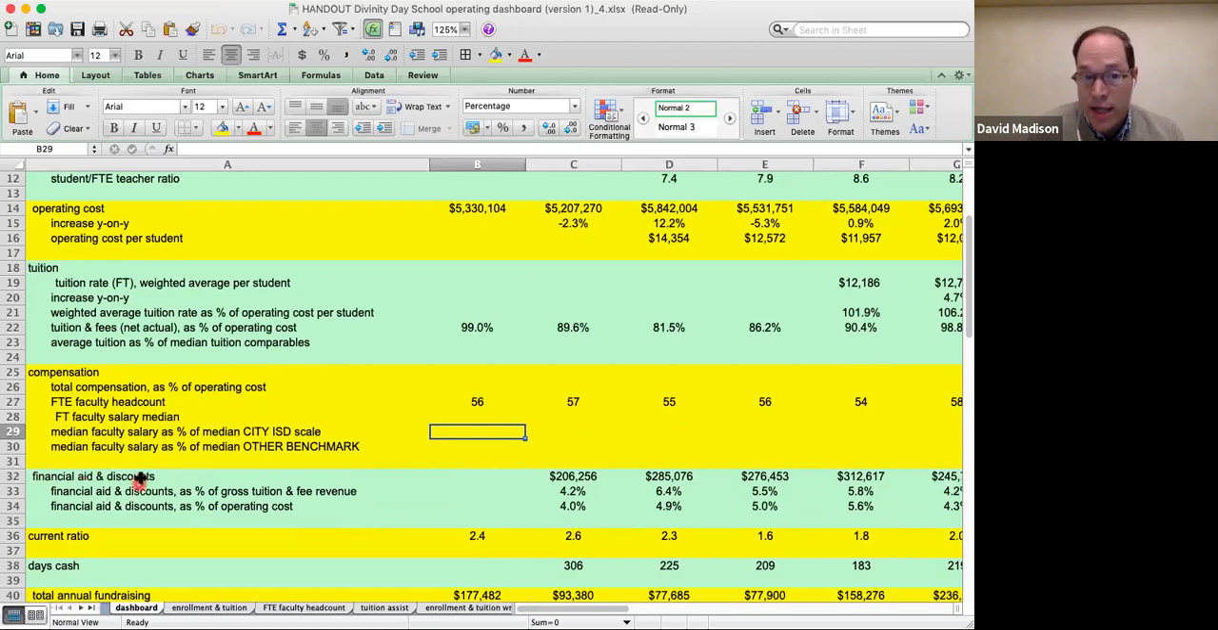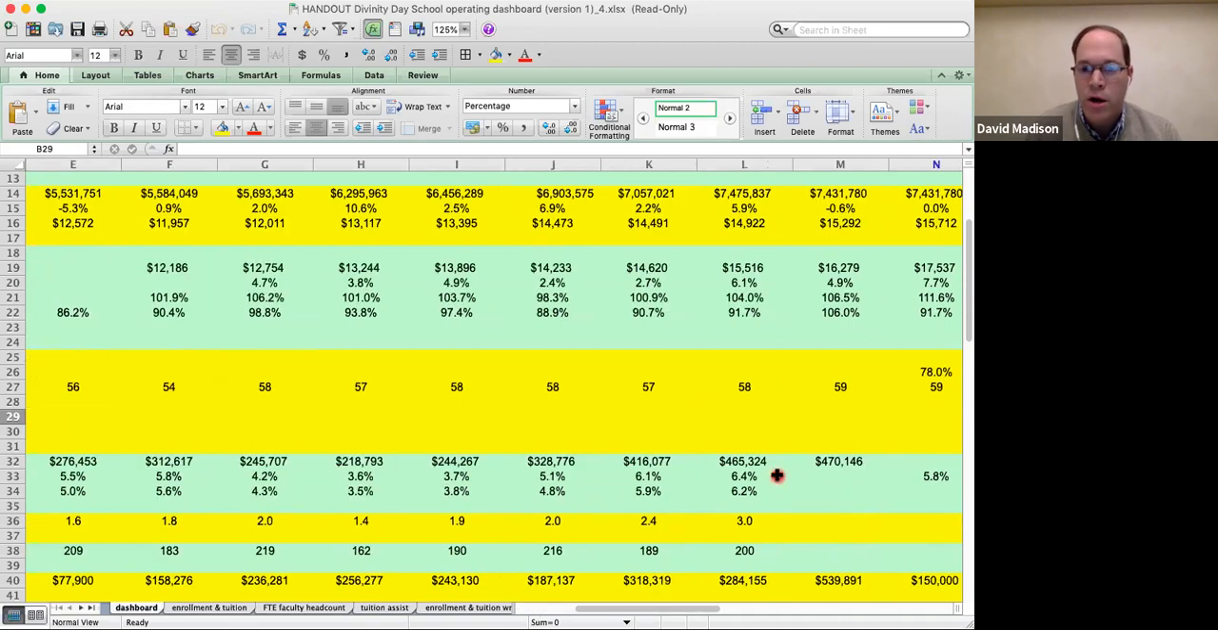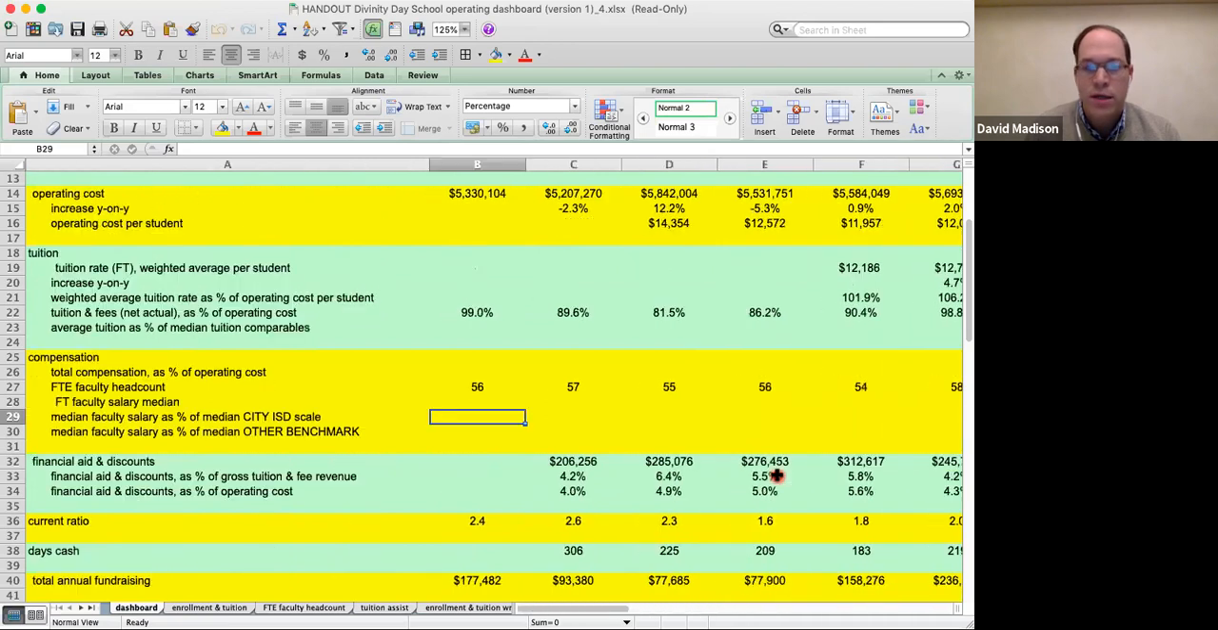So the next thing is financial aid and discounts. In this dashboard example, they're tracking what percentage of the financial aid makes up gross tuition, and then what percentage of the financial aid is taking up for operating costs as well. So this is a school, again, you're looking at 4, 5%, 6.4% one year. They're not in a position where they were doing 10% of their operating cost or their gross tuition and fee revenue set aside for financial aid or discounts.